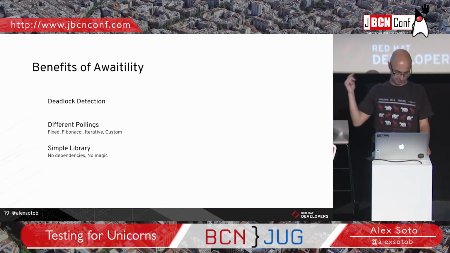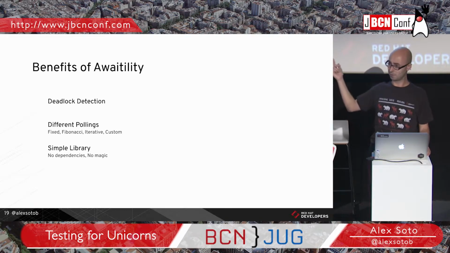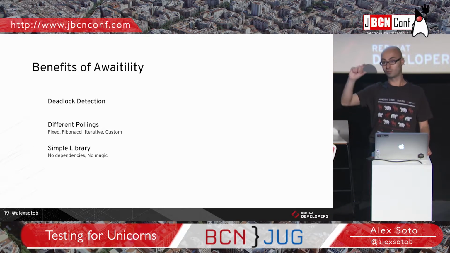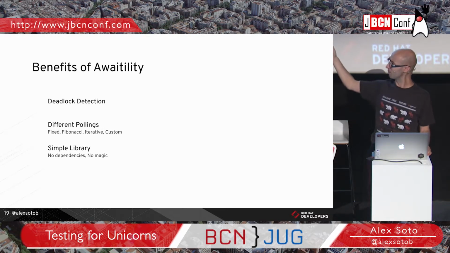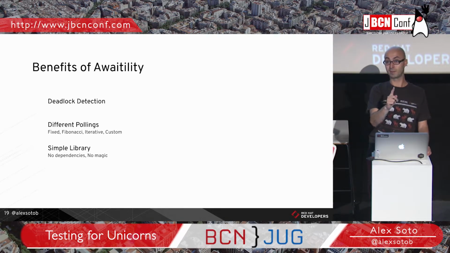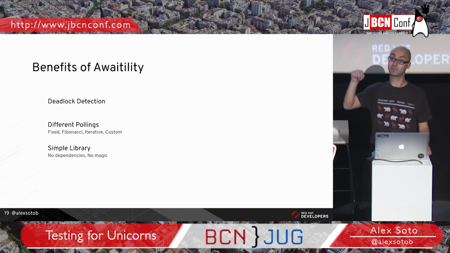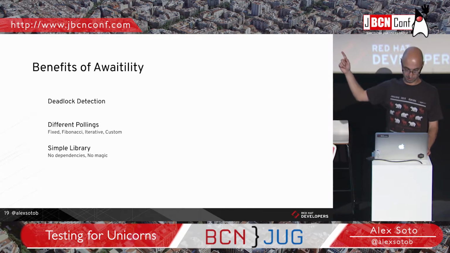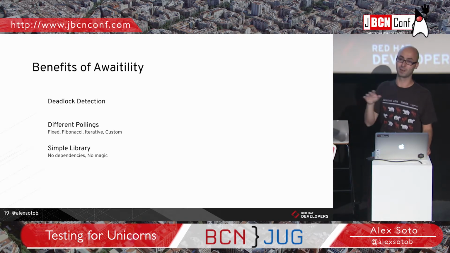And as a benefit, Awaitility has a deadlock detection algorithm as well. There are different pollings. We have seen here the fixed one, which just executes every 100 milliseconds to check if the return is true or not. But it also implements the Fibonacci series. So you can execute first at 1 millisecond, then iterate, execute at 1 millisecond, iterate again, then 2 milliseconds, then 3, then 5, and then 8, and so on, following the Fibonacci series. Also, there is iterative, which basically is like a mathematical equation.